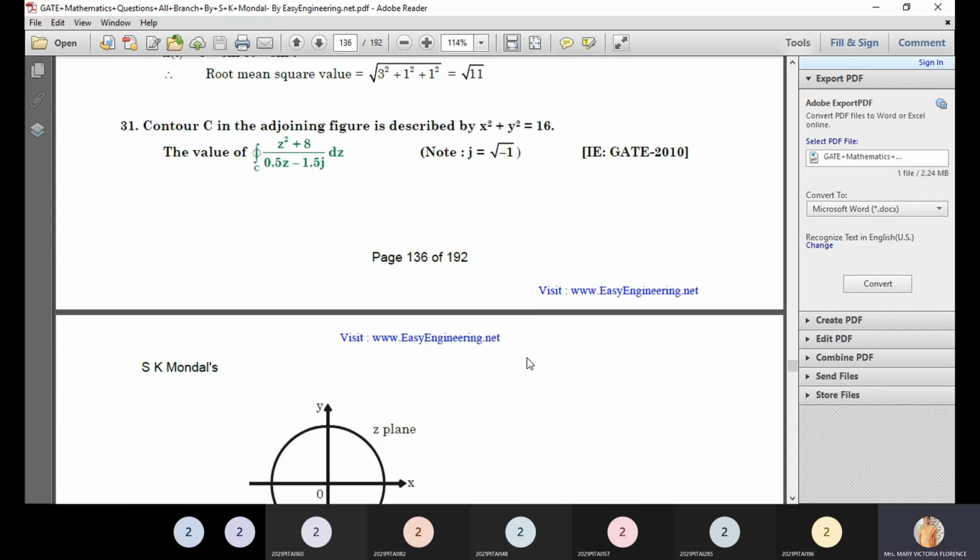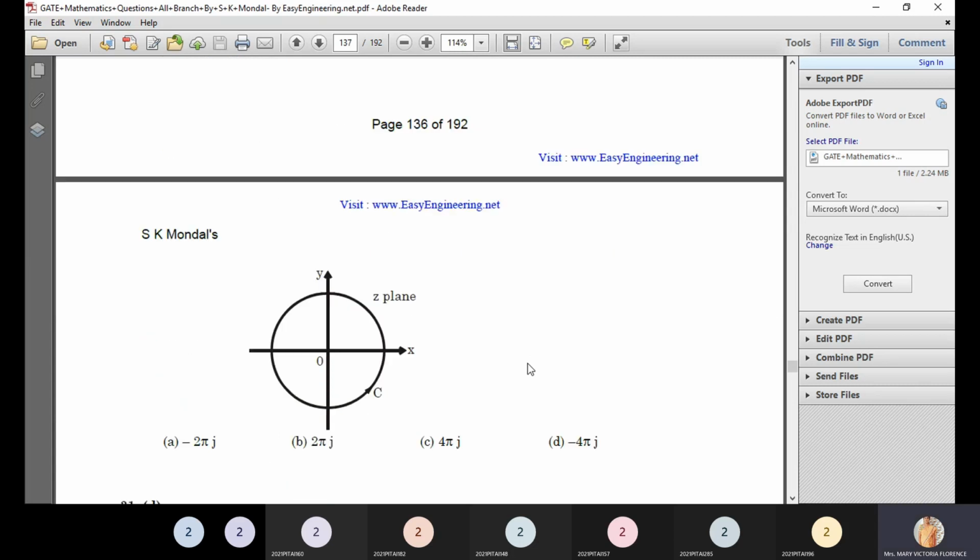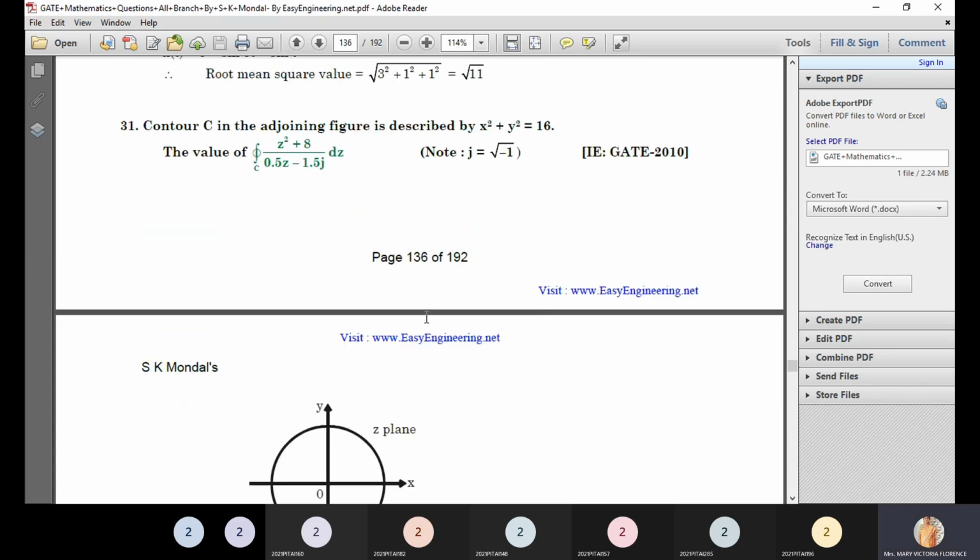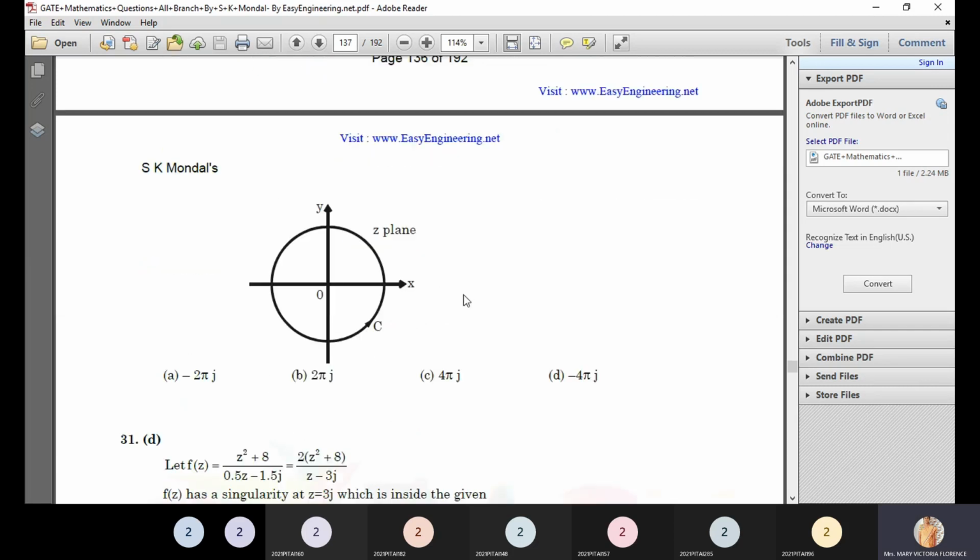Contour C in the adjoining figure is described by x square plus y square equal to 16. The value of the integral of (z square plus 8) by (0.5 z minus 1.5 j) dz, j equal to root of minus 1. So we have to find the integral value. Here x square plus y square equal to 16 means x square plus y square equal to 4 square. 4 is the radius of the circle with center 0, 0. So we can draw this in the z plane.